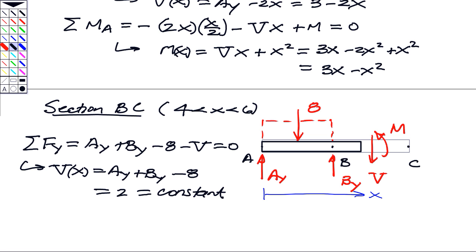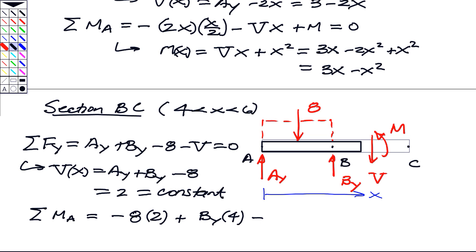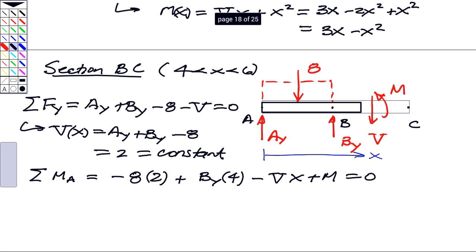When I sum moments about A, what I got here is the resultant force 8 with a moment arm of 2. It's in the minus z. I have BY, which has a moment arm of 4. The moment is in a positive z. I have the shear force V, moment arm of x. It's in the negative z. And then, of course, the bending moment at the cut, which is M.